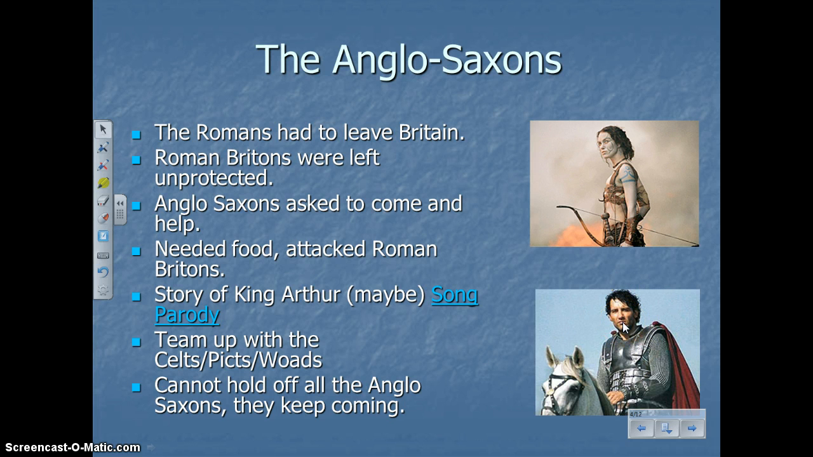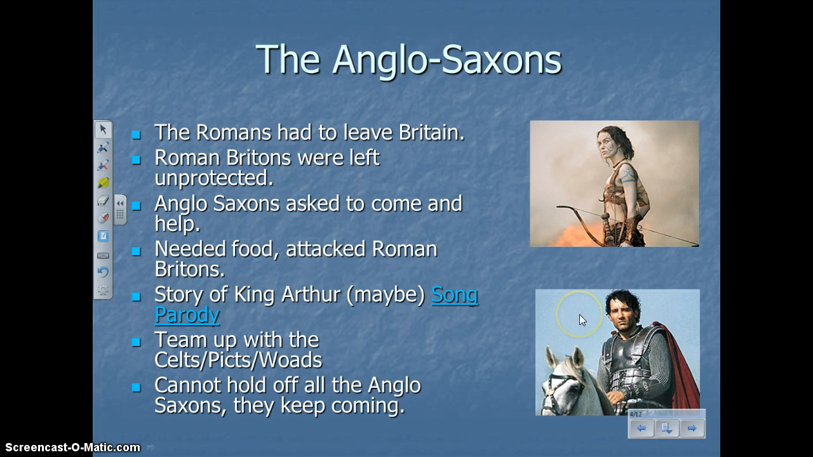King Arthur and his men are basically guarding Britain at this point in time from these people. These were the original people there. They're the Celts, the Picts. In the movie, they're called Woads because of the blue paint, called woad, that they wear. So these Picts, Celts, Woads are all together. They're basically fighting against the Roman Britons, these guys that are originally there.